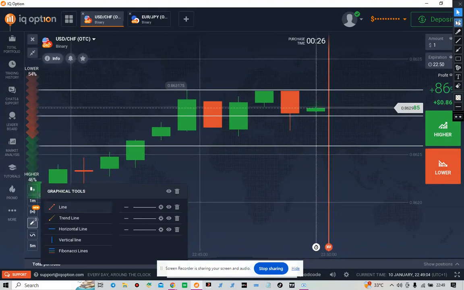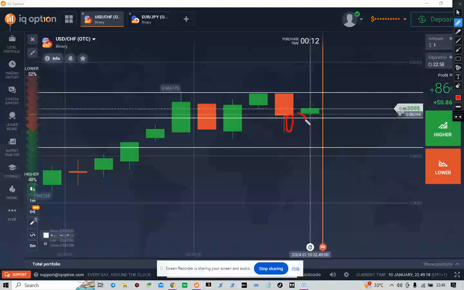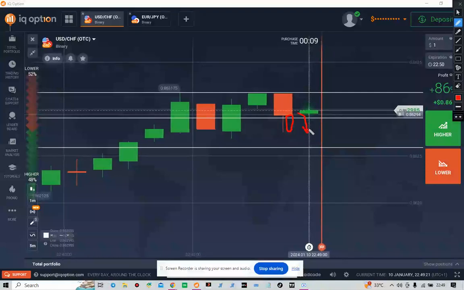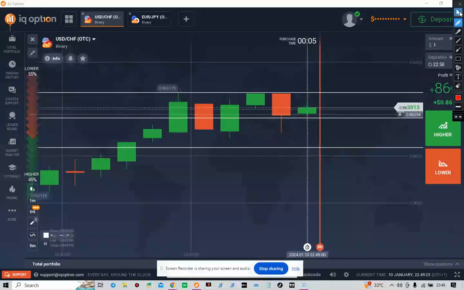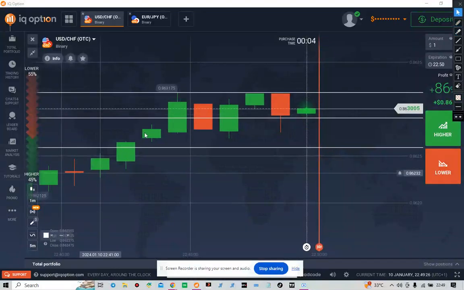Okay, as you can see, there was a rejection, but the candle... I'm expecting the candle to close inside the zone before I expect a buyer's entry. But now in this kind of situation, I'm not taking any buyer's entry here.